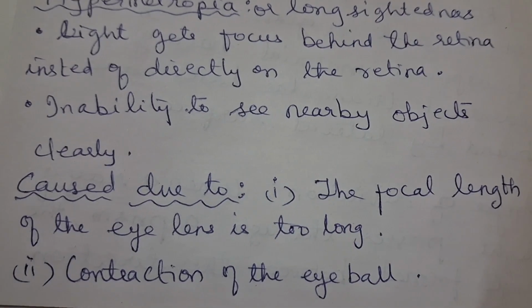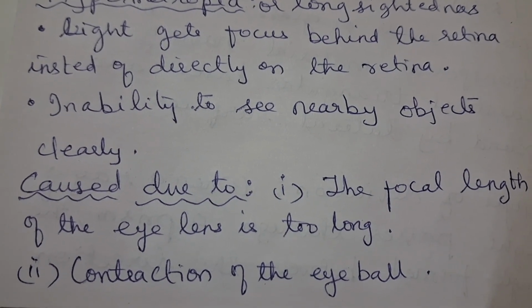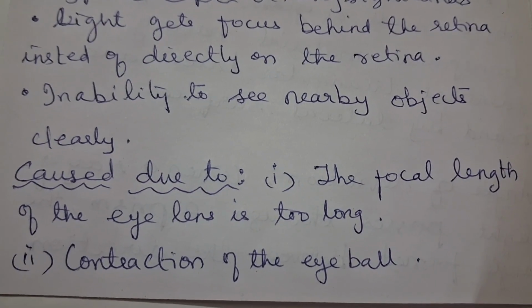It is caused because the focal length of the eye lens is too long. When it is too long, this defect is caused. Then, contraction of the eyeball. So these are the two reasons.